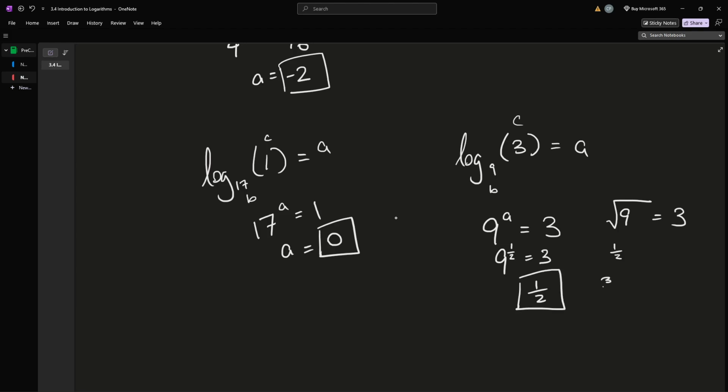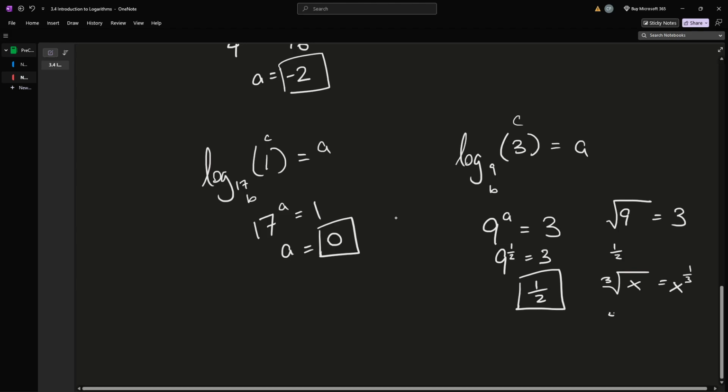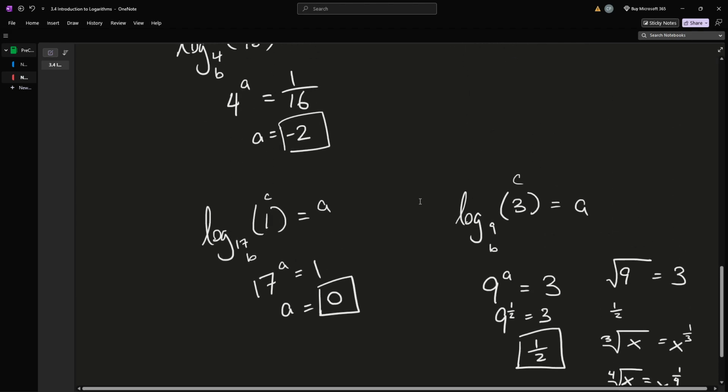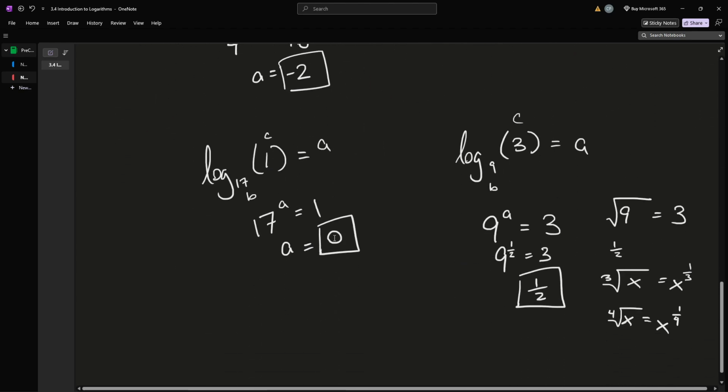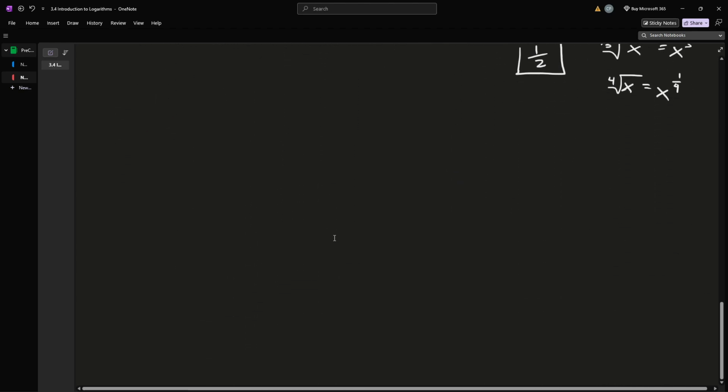Just like with cube root, that's to the 1/3 power. Fourth root of x is x to the 1/4 power. Those are some little recaps that we want to go over. So what we've always been doing is A is unknown. So now let's move on to when B and C might be unknown.